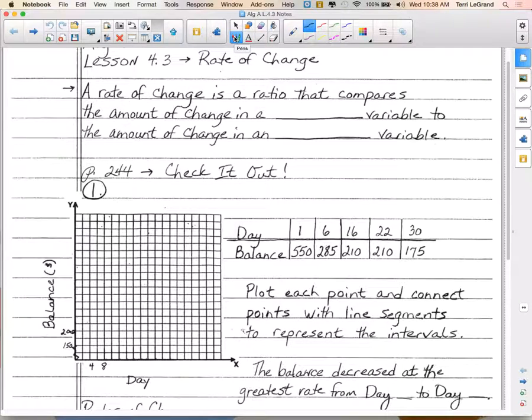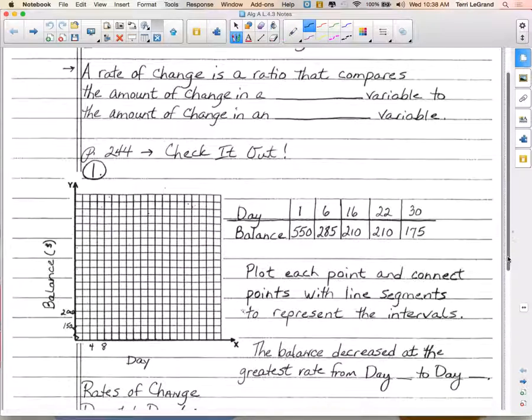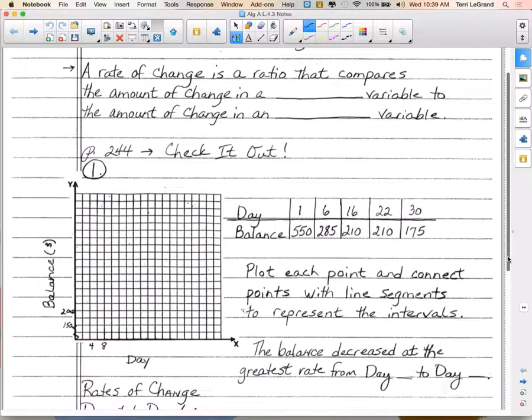The learning goal today states, I can find and graph rates of change. So let's define first of all what a rate of change is. A rate of change is a ratio that compares the amount of change in a dependent variable. So fill that in. Dependent variable is the forerunner in the comparison. And we know what dependent variable is.